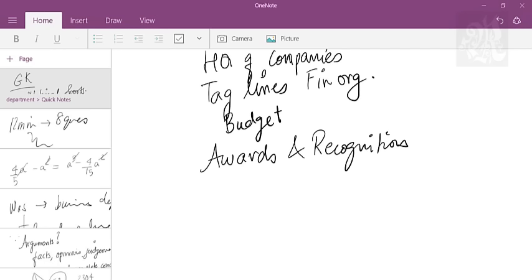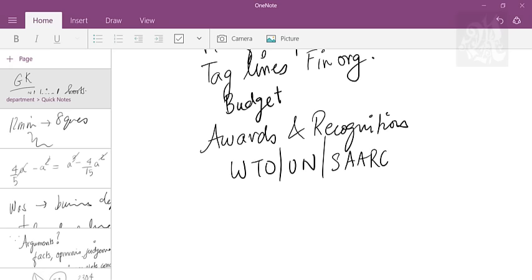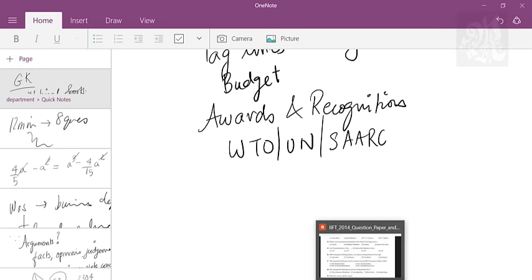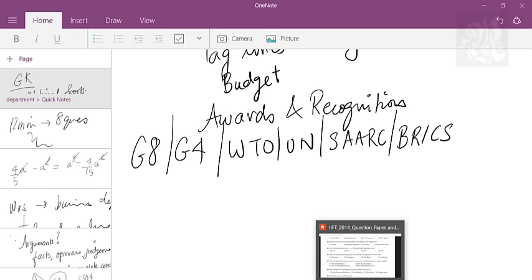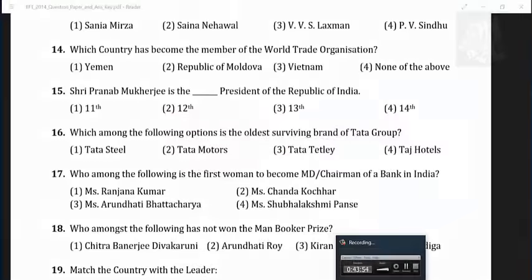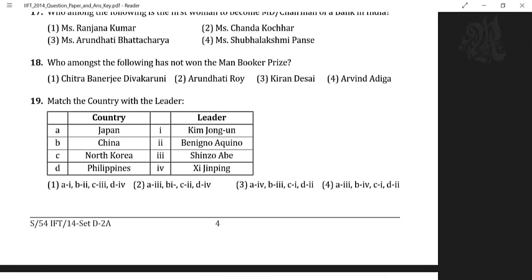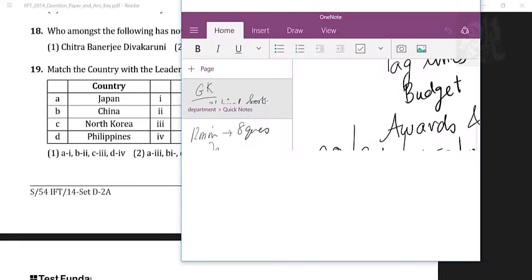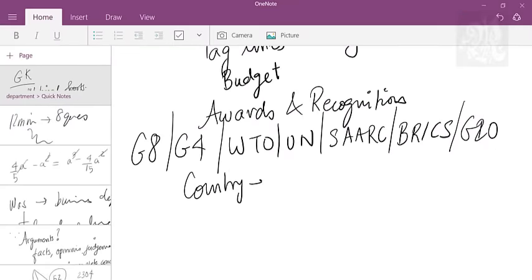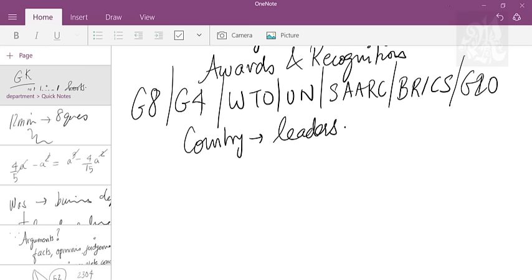WTO, UN. Go over these things: WTO, UN, SAARC, BRICS, G4, G8, G20, that's it, relax. Country leaders, country and the leaders. The famous countries, or rather the non-famous ones, and the leaders. Okay, all right, let's go ahead.